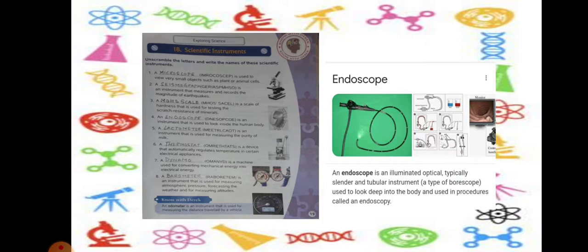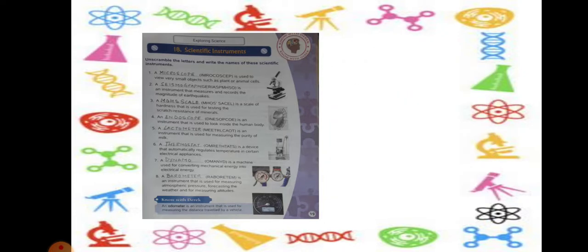It is an illuminated optical, typically slender and tubular instrument, a type of borescope used to look deep into the body and used in procedures called endoscopy. So you must have heard this in medical terms, endoscopy. When you are doing an endoscopy, this instrument is used to see the interior parts inside the human body. So this is about the endoscope children.